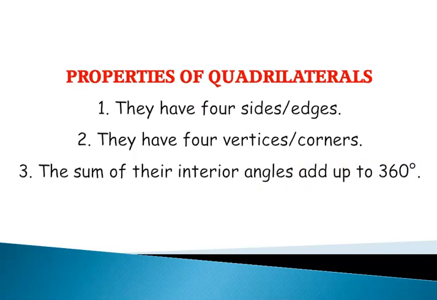So let's look at some of the properties of a quadrilateral. One of its properties is that they have 4 sides or 4 edges. I'm going to show you the sides and edges as the class goes on. And also they have 4 vertices or corners. Then the sum of their interior angles adds up to 360 degrees.